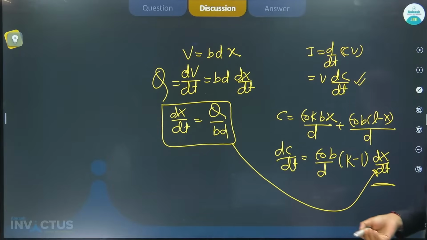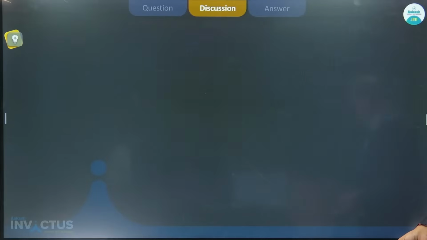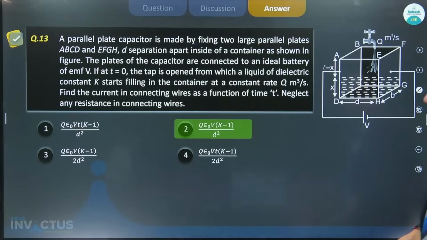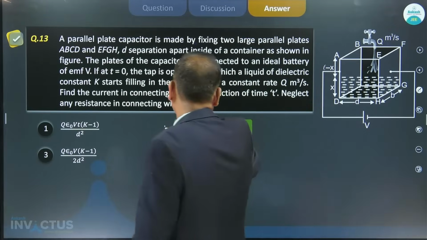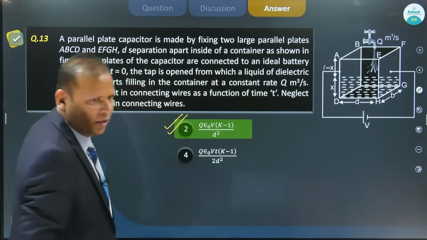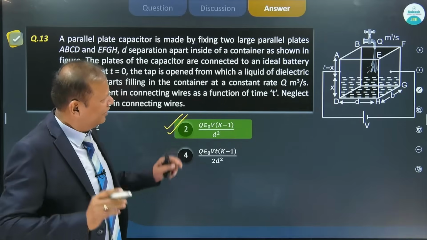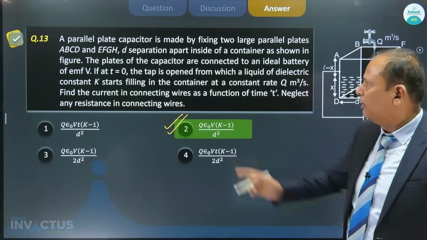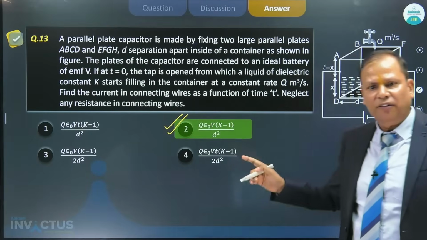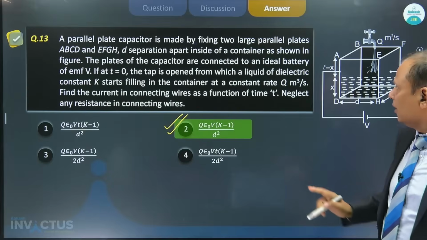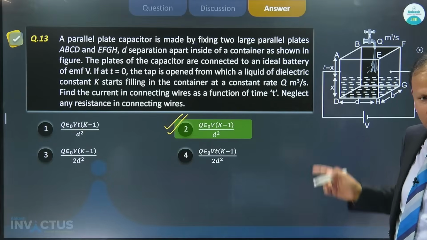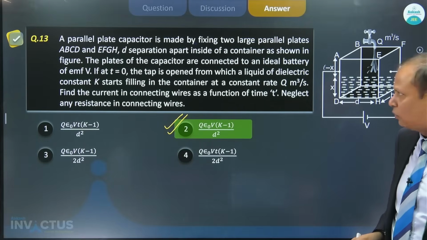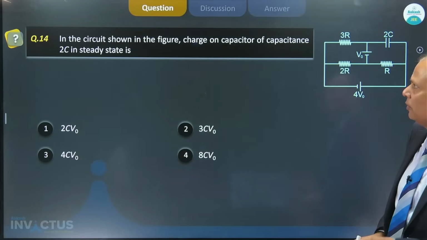No need to solve. Let's move ahead, see the answer, and the answer is this. The question contains several concepts: the concept of liquid, the concept of dielectric, and the concept of charge, that is current. So move to the next question.